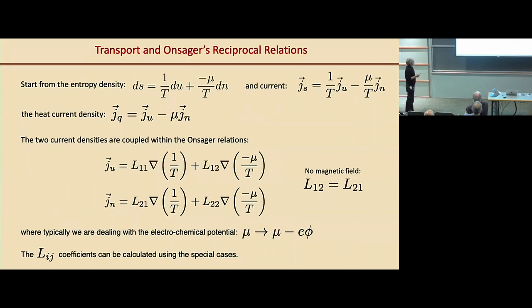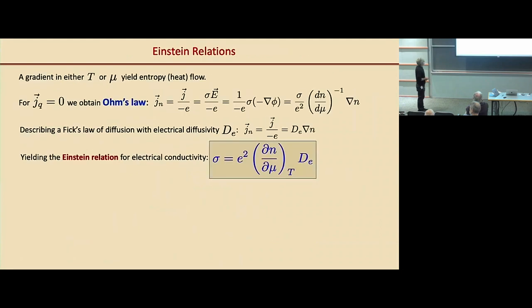So we start from the entropy density and the associated current density, where we have two conserved quantities, the energy and the number of particles, or if you want, the charge, if I want to use instead of just the chemical potential, the electrochemical potential. Then, from there, I get the two coupled Onsager equations. And again, if mu is the electrochemical potential, then this simply relates thermoelectric effects to thermal effects. Okay, so that's very simple.